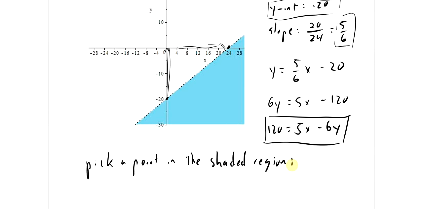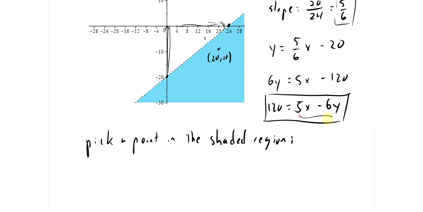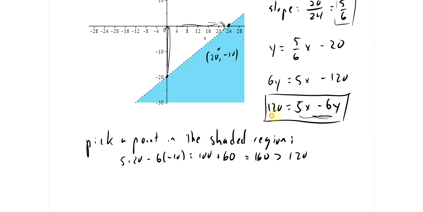Right? And suppose we pick x equals 20 and y equals 10. That's nicely safe in the region that we want. And we'll plug that into the expression on the right-hand side. 5 times 20 minus 6 times, that's not 10, that's actually minus 10 because we're below the x-axis. So this is the point 20, minus 10. So 5 times 20 is 100. Minus 6 times minus 20, that's plus 60. That's 160. And that's bigger than 120, right? That's what the line is.